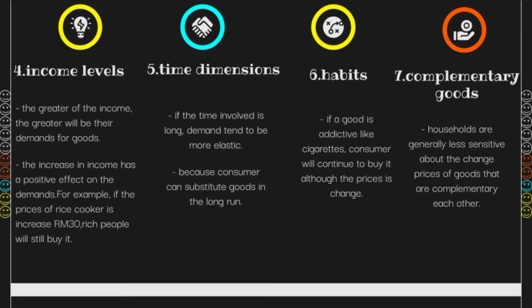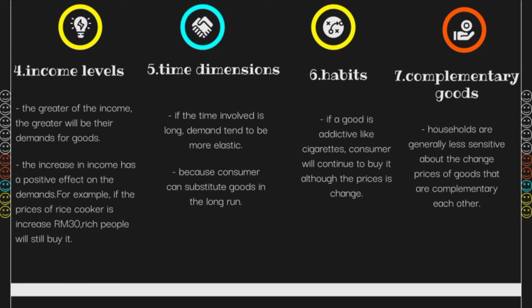Next, income level. The greater the income, the greater will be their demand for goods. The increase in income has a positive effect on demand. For example, if the price of a rice cooker is increased by about 30 ringgit, rich people will still buy it.